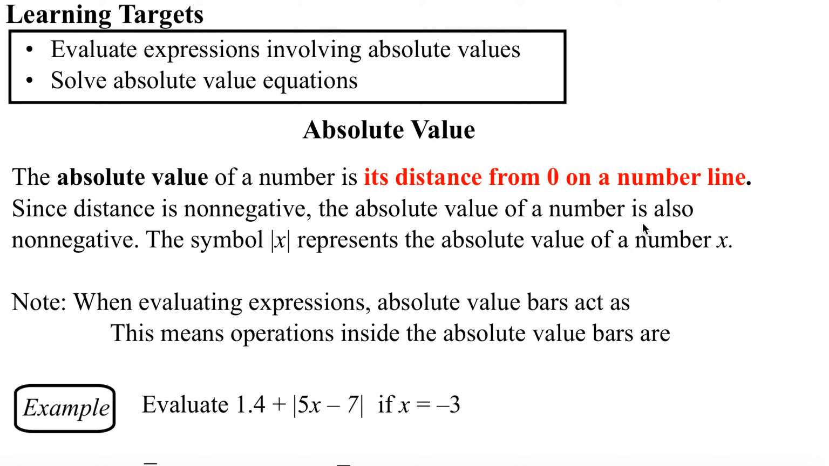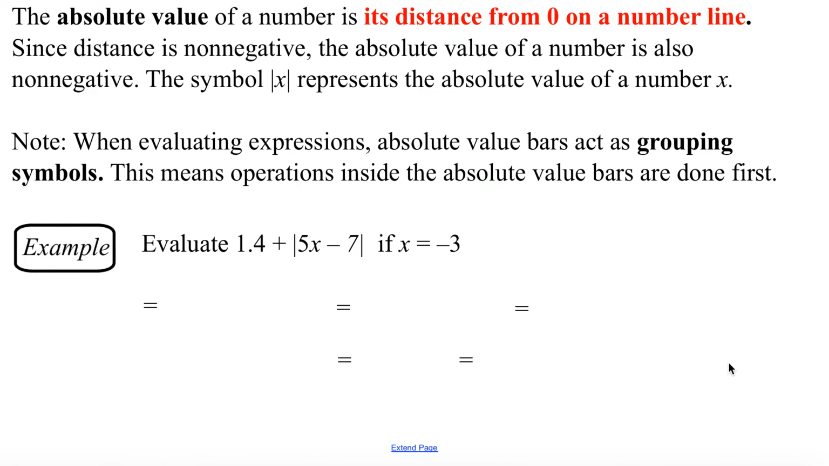When evaluating expressions, the absolute value bars act as grouping symbols. So that means that we do any operations inside the absolute values first before we do our evaluation. What I mean by that, here's an example. Say we have this equation we want to evaluate when x is negative 3. Well, first we substitute in the negative 3 everywhere there's the variable x, which is right here.